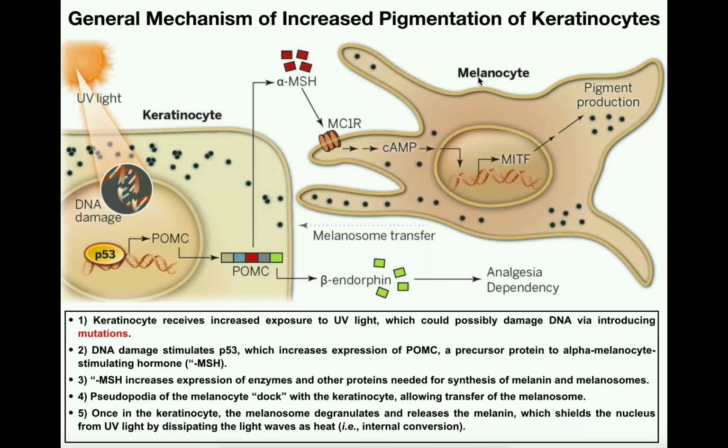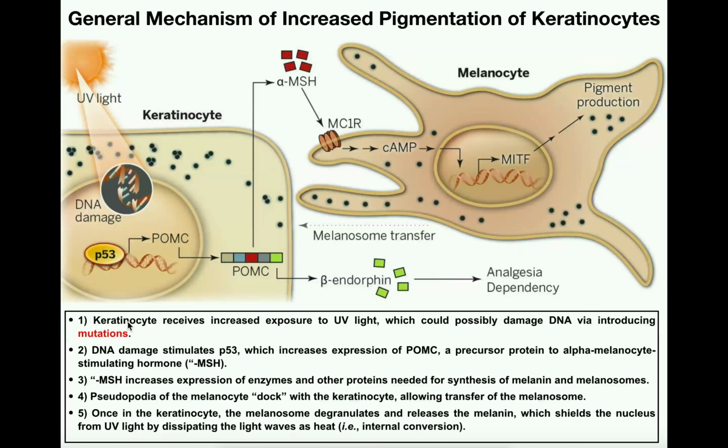The melanocyte is what makes the melanin. The keratinocyte does not make the melanin. The melanocyte makes the melanin, and the melanocyte then delivers that melanin to the keratinocyte. Now, melanocytes only exist in the stratum basale. Of course, the keratinocytes exist everywhere in the epidermis, but melanocytes are only in the stratum basale. And so this process where they make the melanin and transfer it to the keratinocyte, that actually occurs in the stratum basale. Okay?